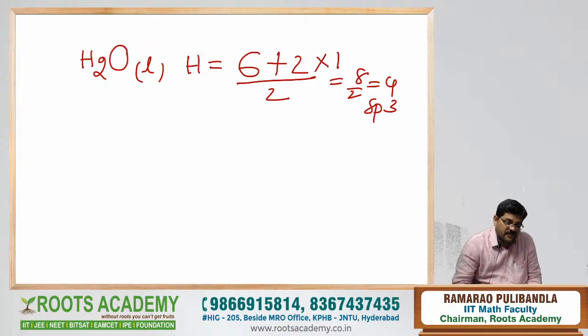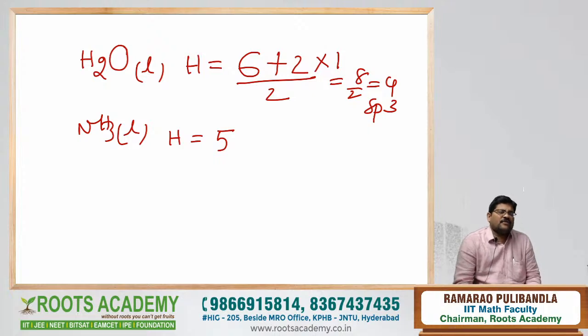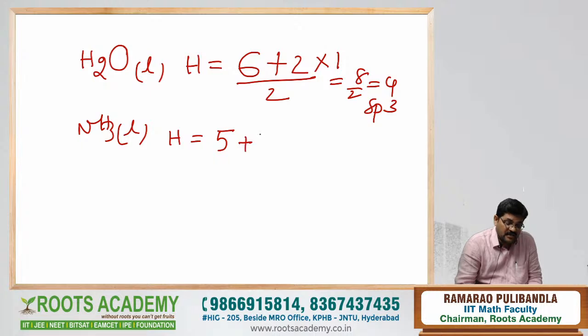The hybridization is sp3. Take one more example, liquid ammonia. In the case of ammonia, who is the central atom? Nitrogen. Nitrogen belongs to the fifth group, as you are very well aware: the nitrogen family, the pnictogen family, nitrogen, phosphorus, arsenic, antimony, bismuth. So nitrogen is a fifth group element, 5, plus how many hydrogens are there? 3 hydrogens, into 1. Okay, so 5 plus 3 by 2.